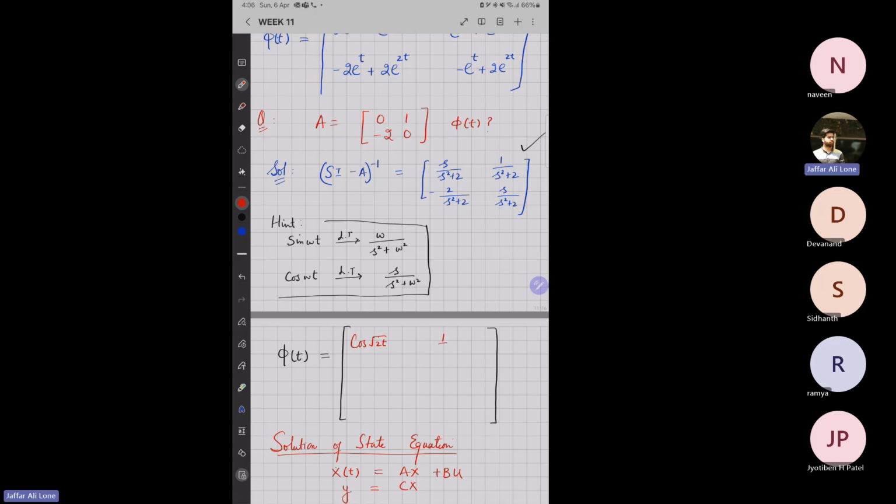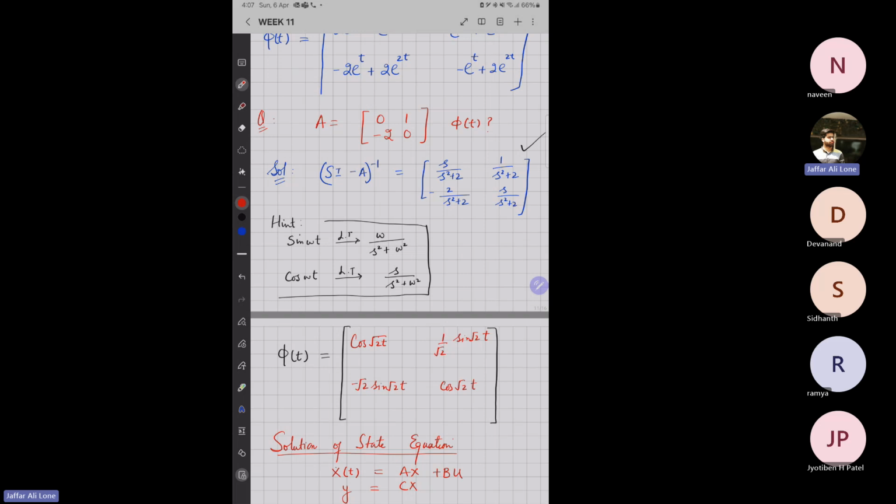Similarly, this term will be 1 over root 2 sine of root 2t. And here will be minus 2 sine of root 2t. This will be cos of root 2t.